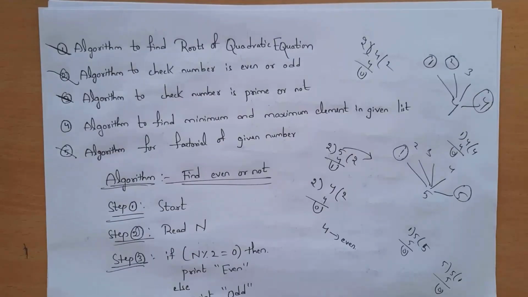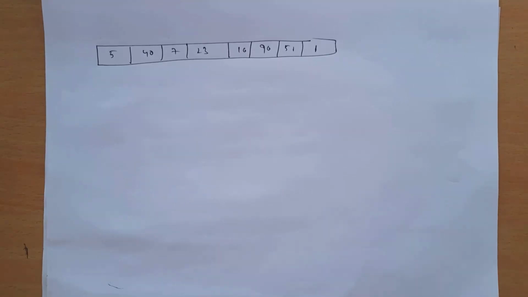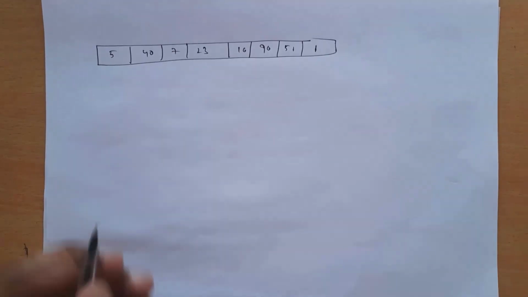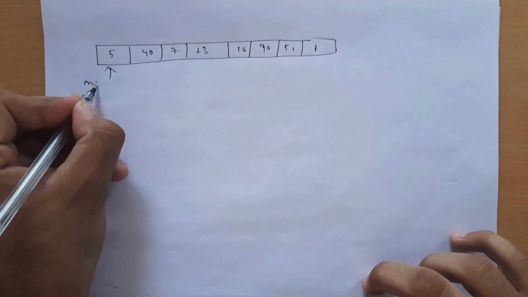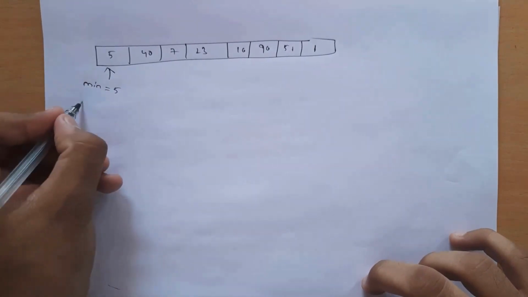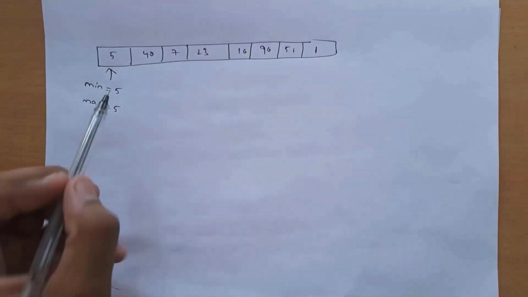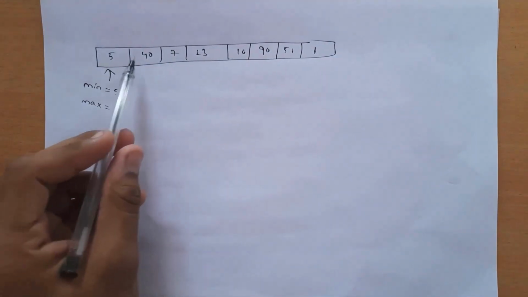Next I will explain the algorithm to find minimum and maximum elements in a given list. They gave some array of elements. Now we need to find the minimum and maximum element in this array. Initially we take the first element as the minimum element and maximum element. So now minimum element is 5 and maximum element is also 5. Now we keep comparing this element with the other elements.